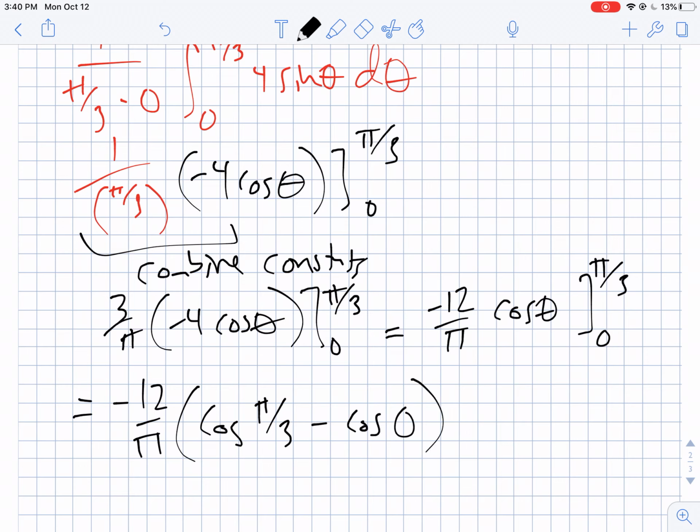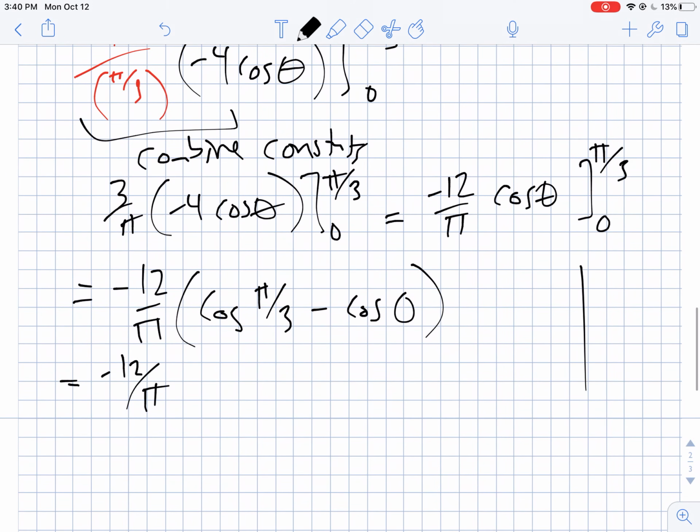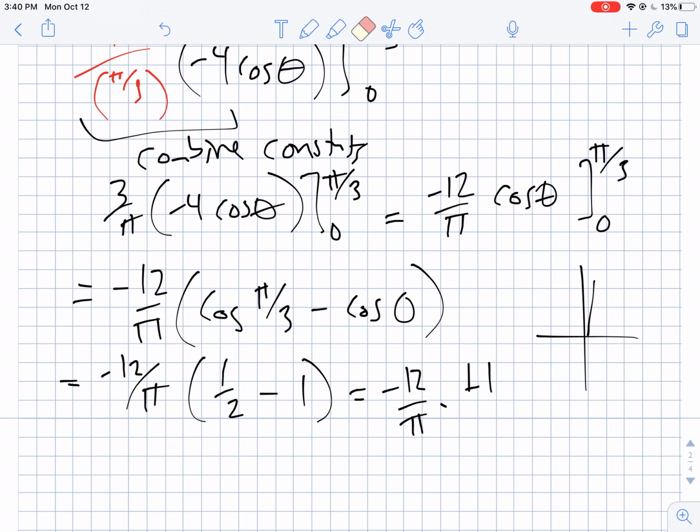Now, you're a good calculus student, of course, so you know that the cosine of pi over 3, that's the first angle over, so that's 1/2. You know the cosine of 0 is 1. So we get negative 12 over pi times negative 1/2. Oh, that did not look good. Times negative 1/2. So that just ends up being 6 over pi. Okay. So again, that's the average height of the function, the average value.